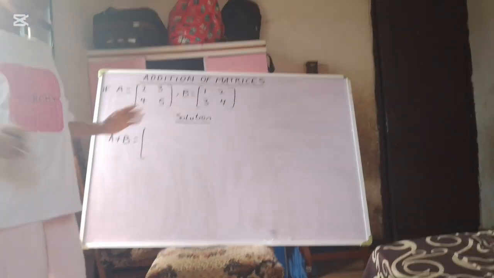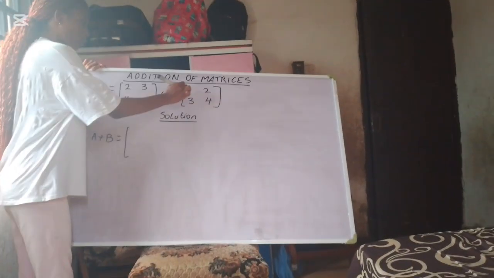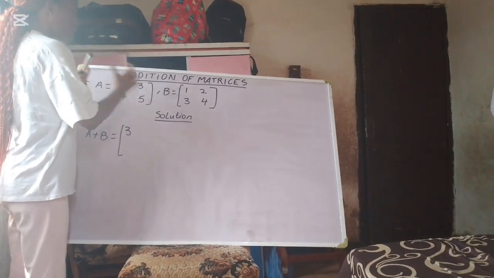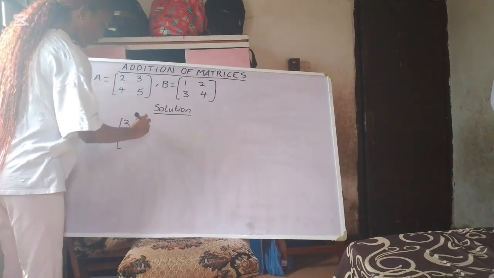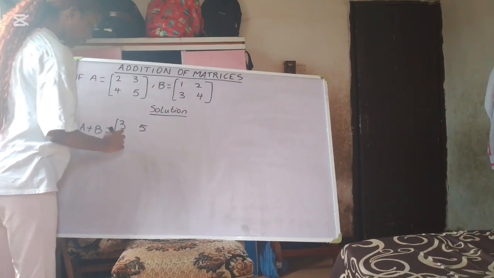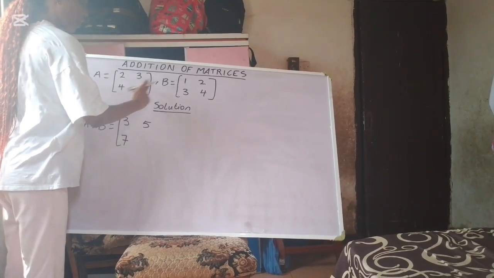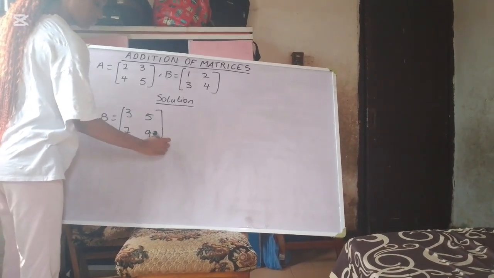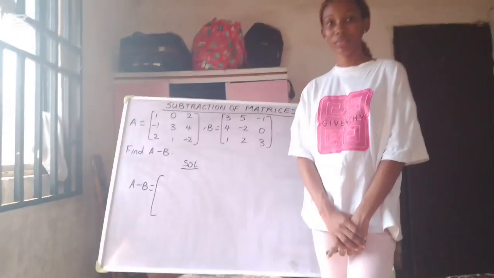So if you want to add here, you'll be simply doing 2 plus 1, which is 3. Then 3 plus 2, which is 5. 4 plus 3, which is 7. And 5 plus 4, which is 9. This is our answer. Very easy, right?